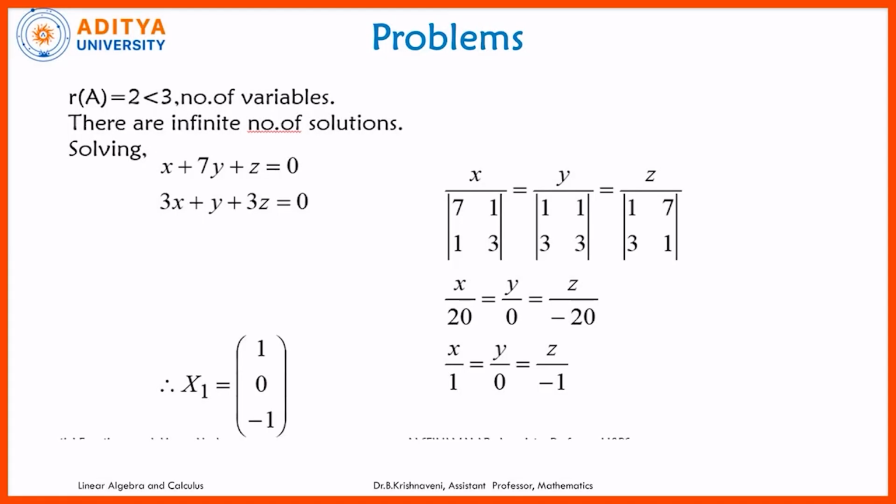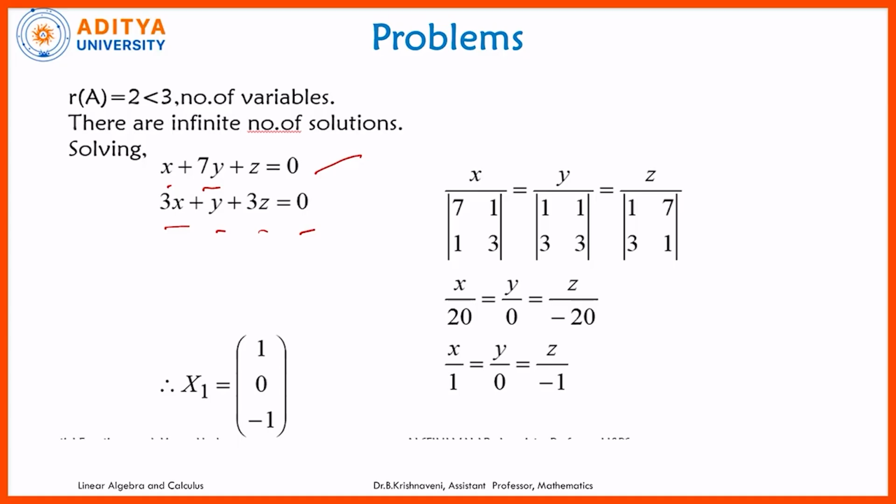Here we have taken x plus 7y plus z is equal to 0, 3x plus y plus 3z is equal to 0. Previously, to find the eigenvector, we used another method. You can follow that method, or this is another method which is very easy to calculate an eigenvector. Now, to find the solution of these 2 equations with the 3 unknowns.